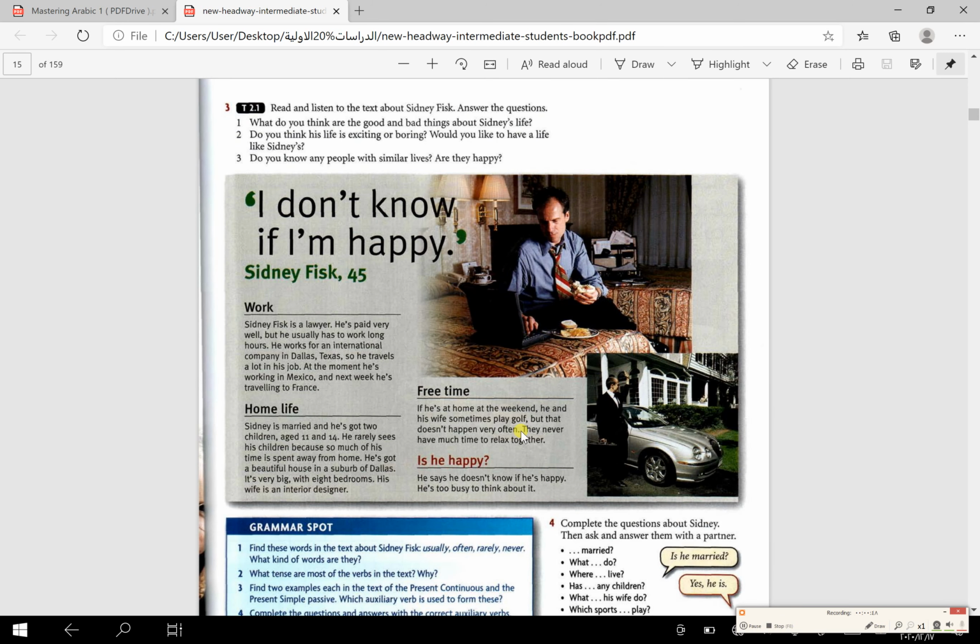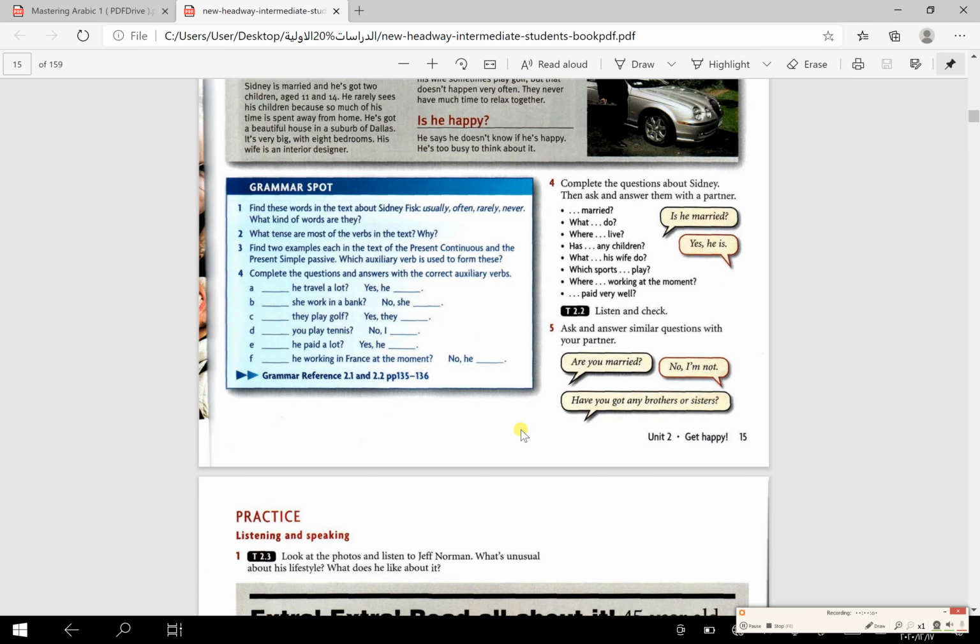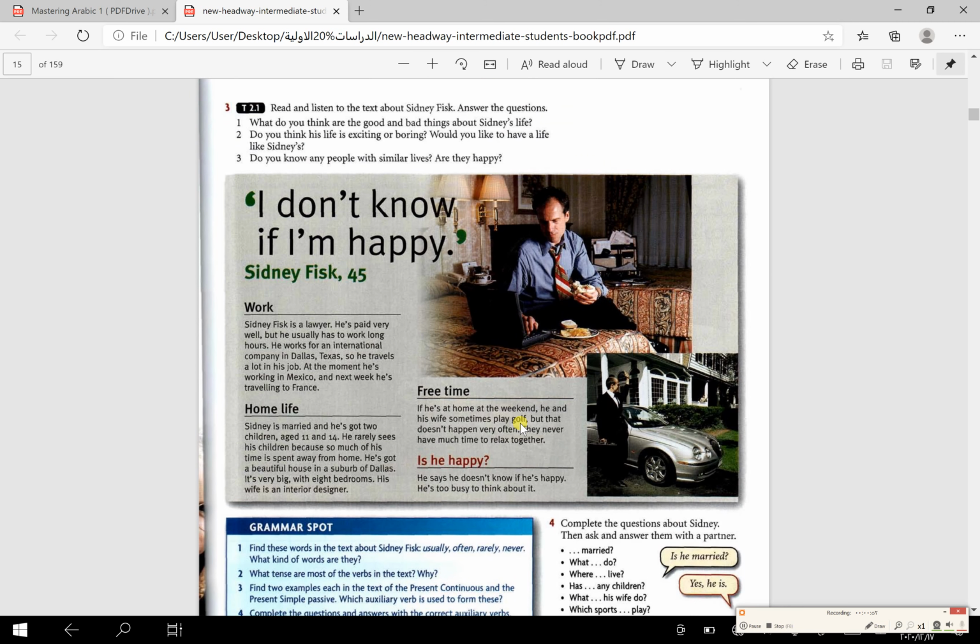Okay, so in this chapter you're going to find, on page 15, "I don't know if I'm happy." Here I want you to read about this person called Sydney Fisk. He talks about his life in general. So I want you to look at the structure and read it.